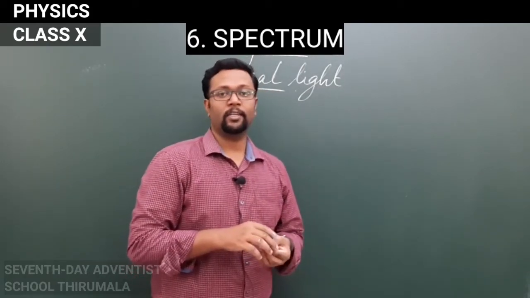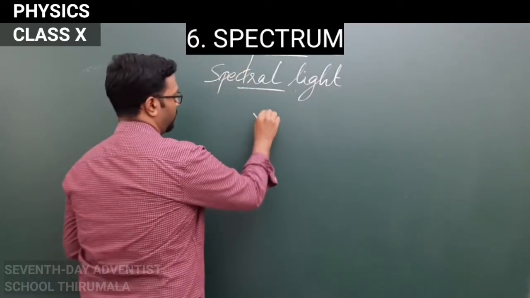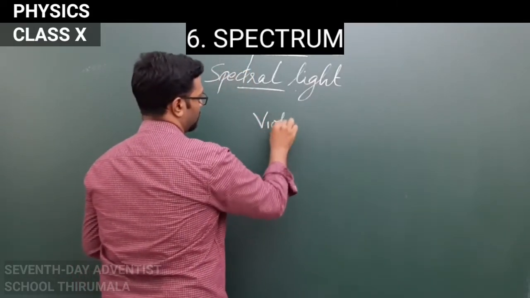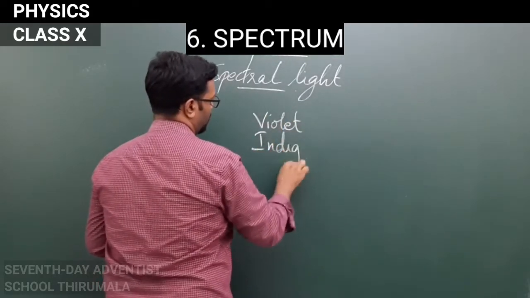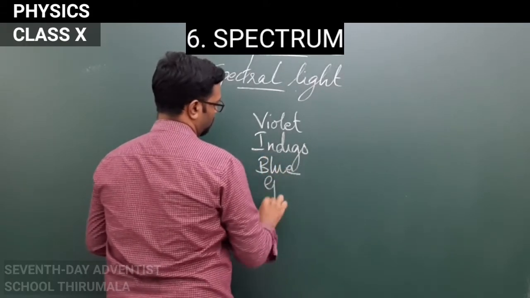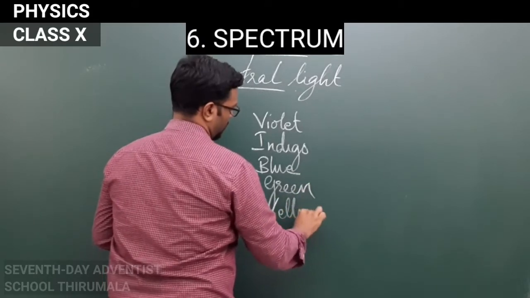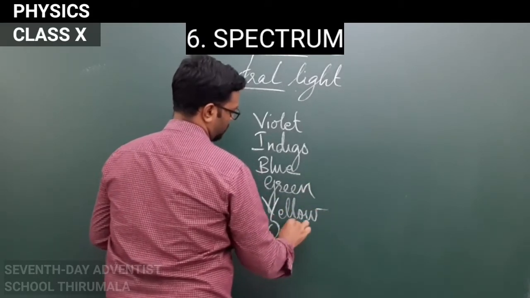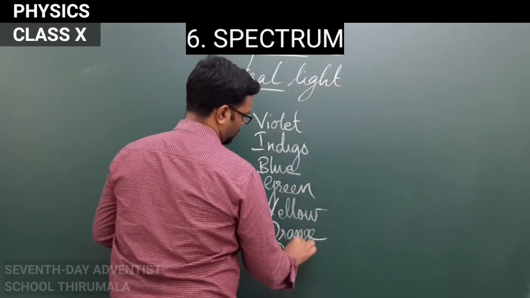And the spectral colors can be arranged in the order of violet, indigo, blue, green, yellow, orange, red.